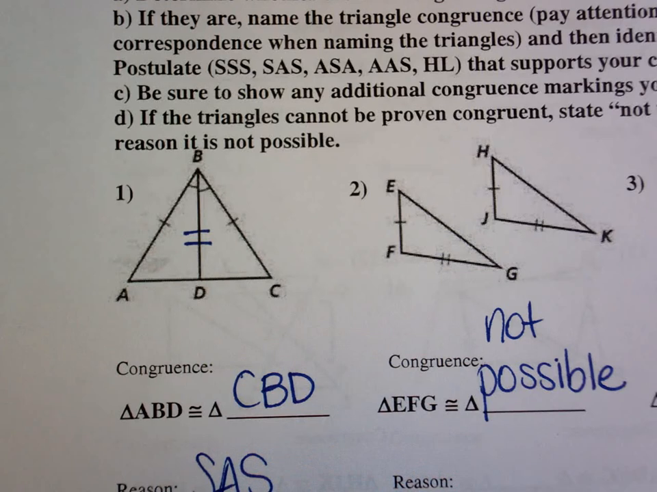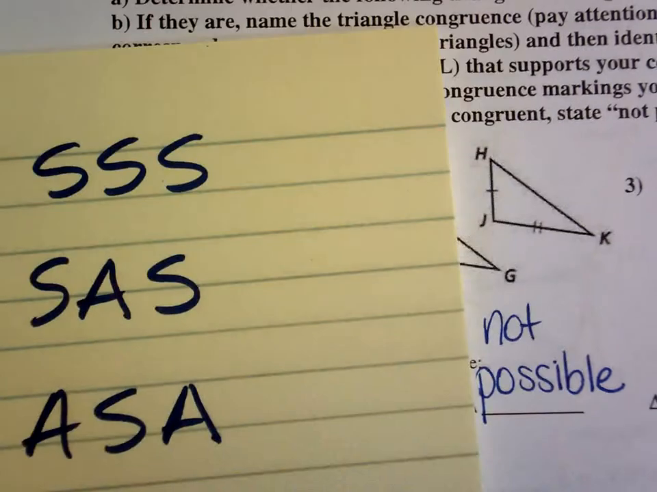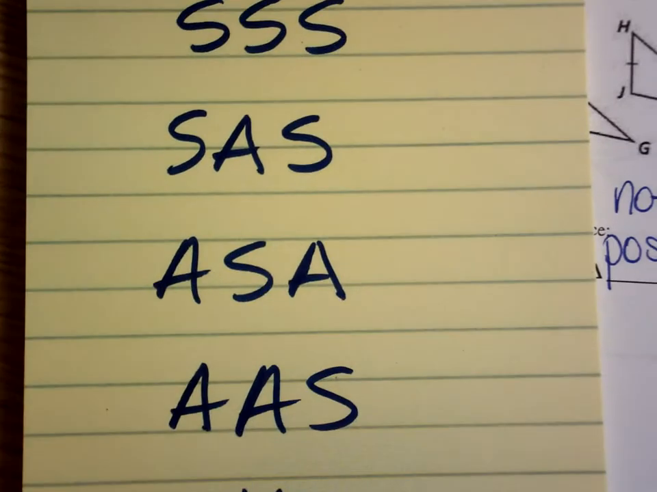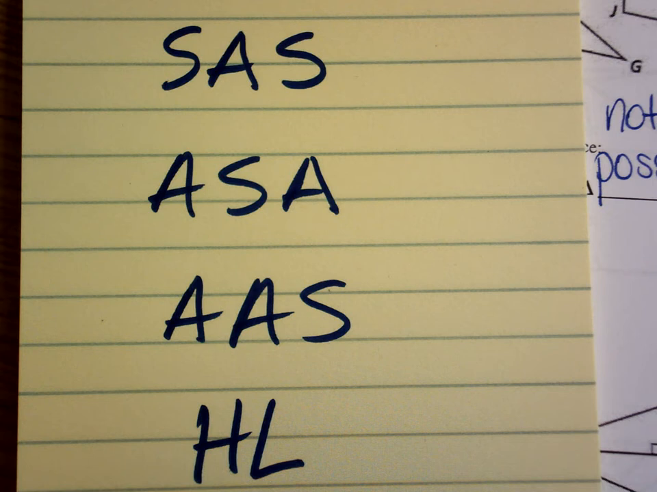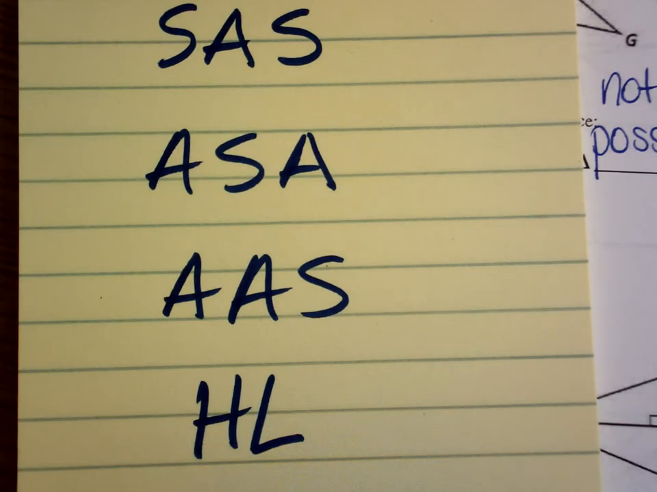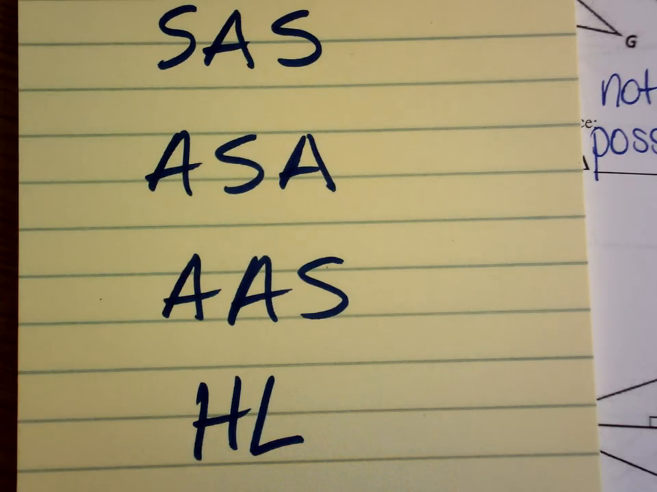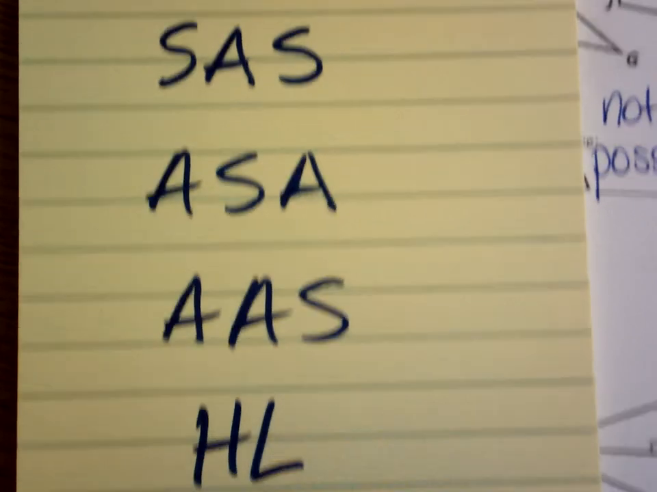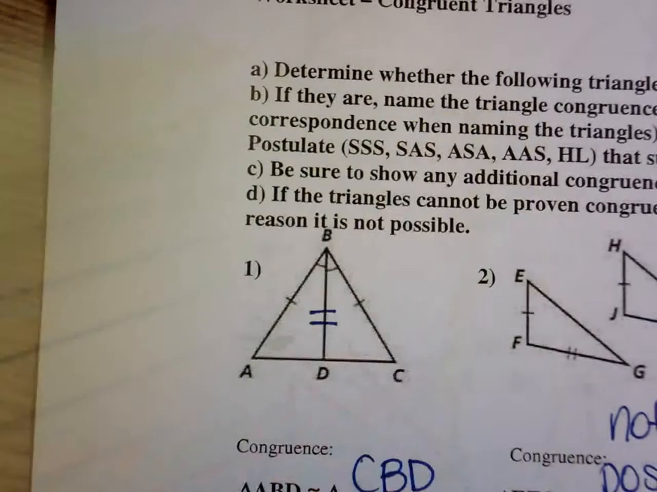Now, if I have found my 3 pieces of information, the next question becomes, which of these is it? All right? If I can't make a case that it's one of these, then the answer is still not enough information, even if I have 3 pieces of information, even if I have 4 pieces of information. Okay? So that's what we're doing here.